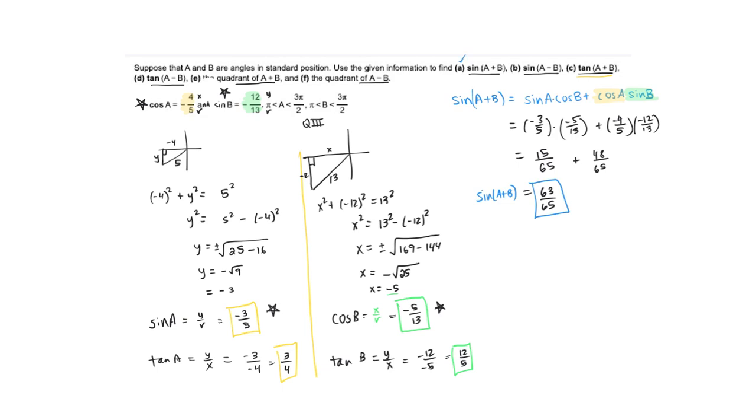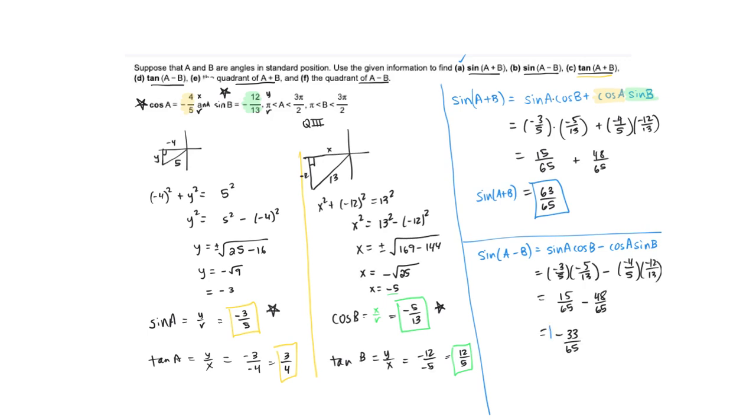Okay, so now we need to get sine of A minus B, and we'll just use our subtraction formula again. Again, we just look up our formula for this one, look at the subtraction formula and then plug in what we know. And so we get sine of A minus B is equal to negative 33/65. Okay, so we just did part B. And now we need to do our tangent formulas, addition and subtraction formulas, and then finally we'll figure out our quadrants. Okay, so we can do this.